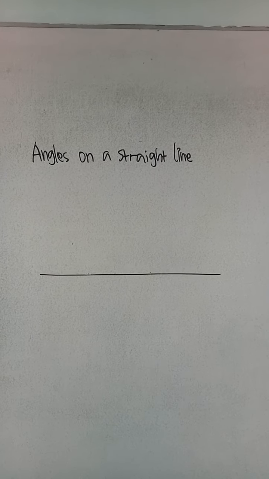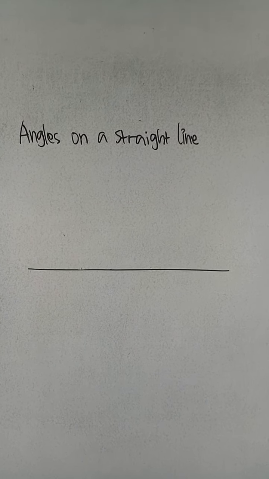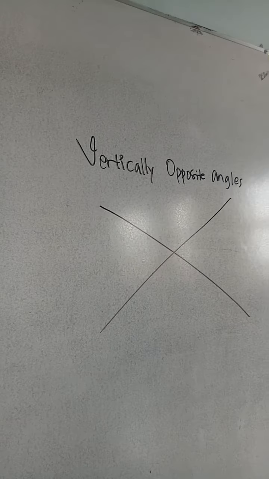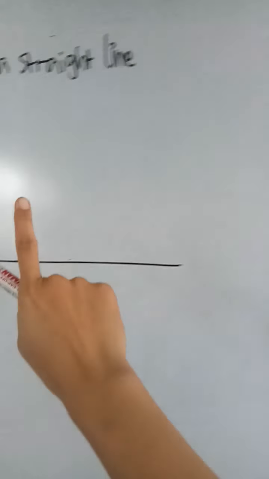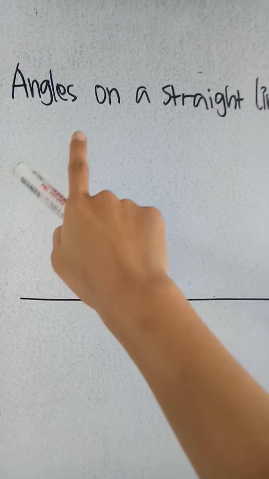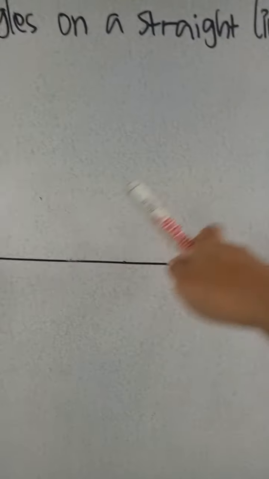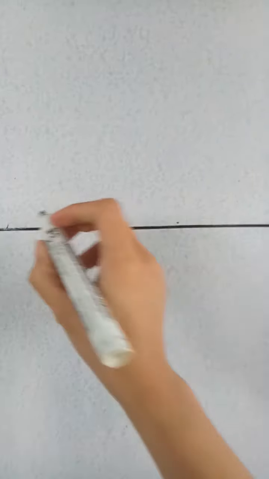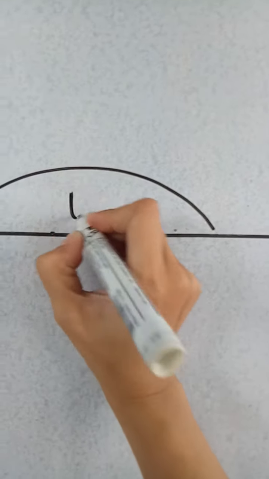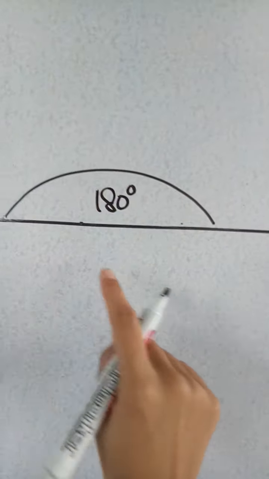Hello kids, today we're gonna review angles on a straight line, angles at a point, and vertically opposite angles. So we start from here. As we know, angles on a straight line: a straight line has an angle of 180 degrees. Okay, 180 degrees.